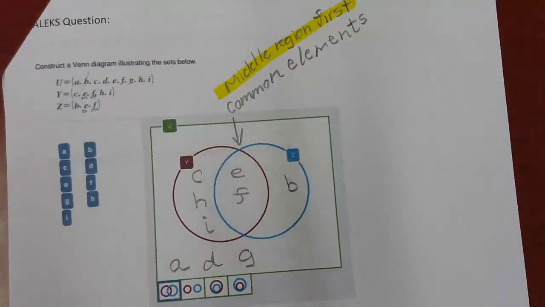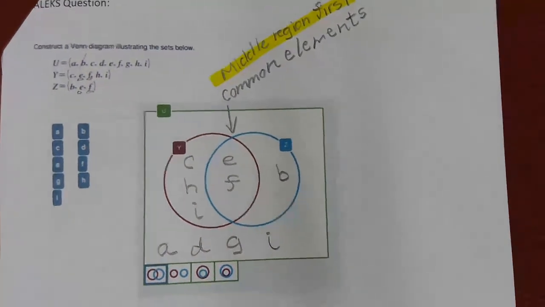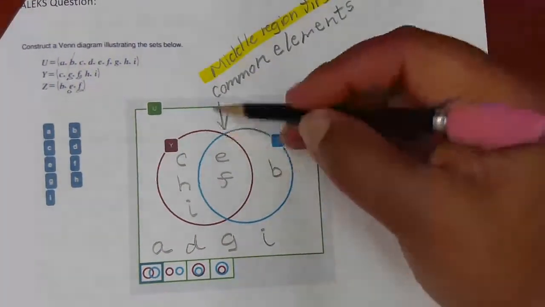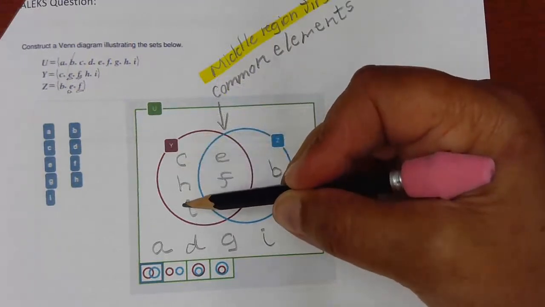H has already been mentioned. I has not been mentioned. And that's how you construct the diagram. Do the common elements first, then put the remaining items from Y.